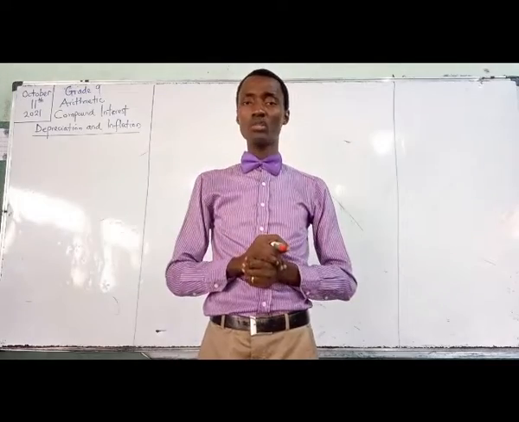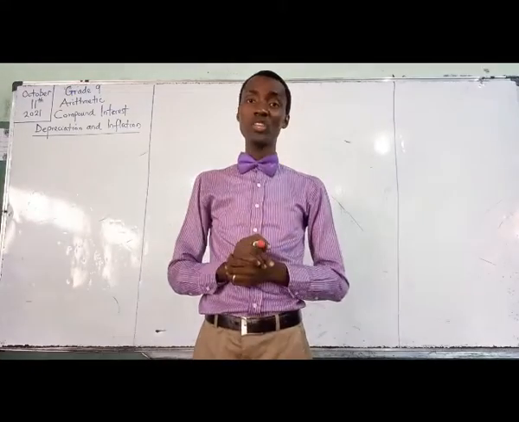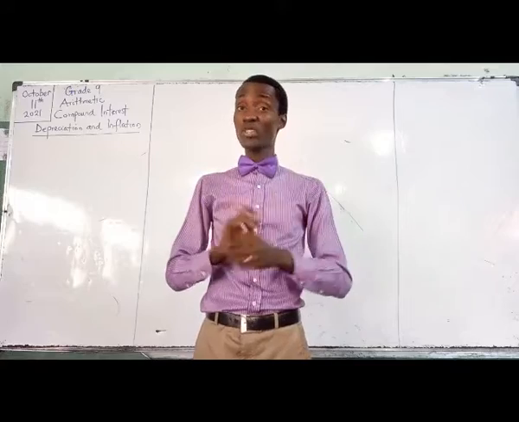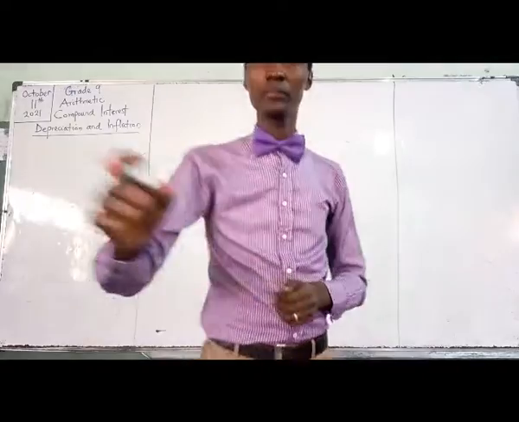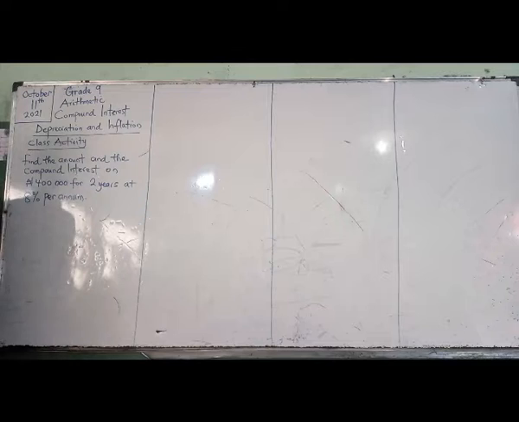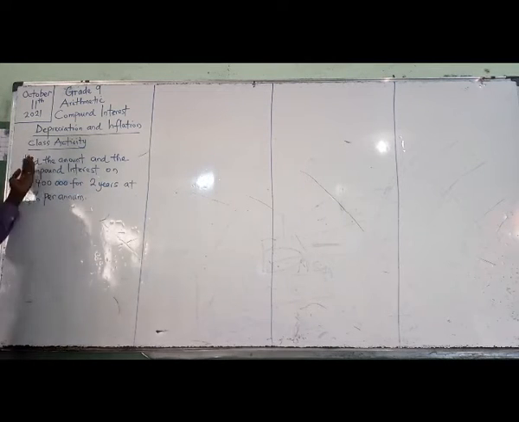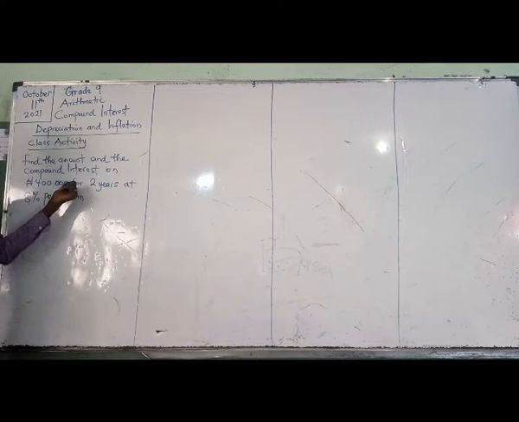As a quick rundown of what we have done previously, we'll take an example from our New General Mathematics on compound interest. So we'll just take a question from compound interest and then get down to depreciation and inflation. By way of reviewing this concept, we are told to find the amount and the compound interest on 400,000 for 2 years at 8% per annum.